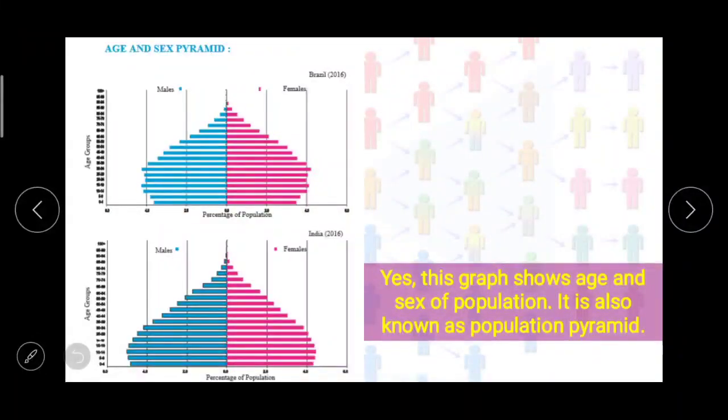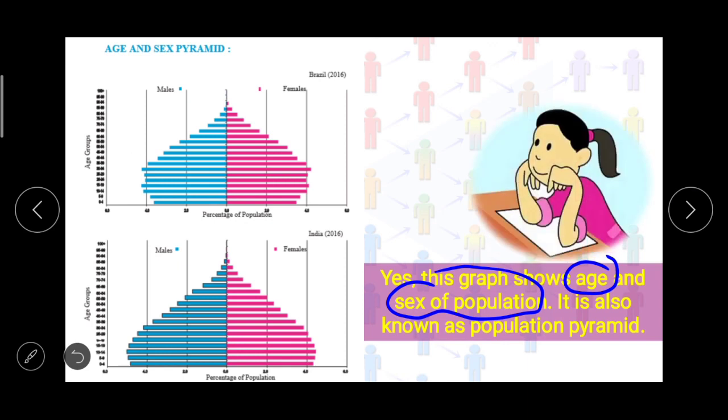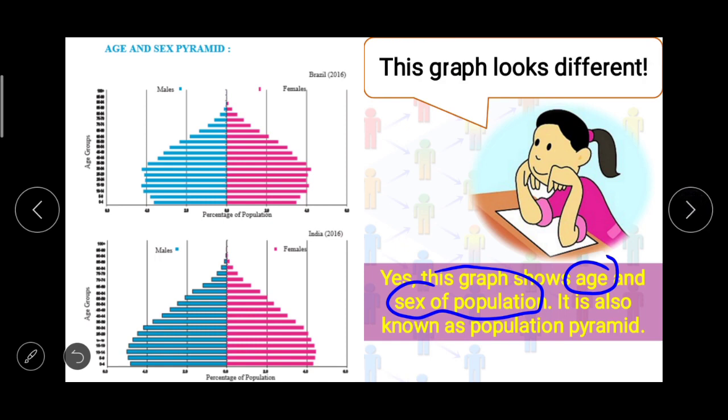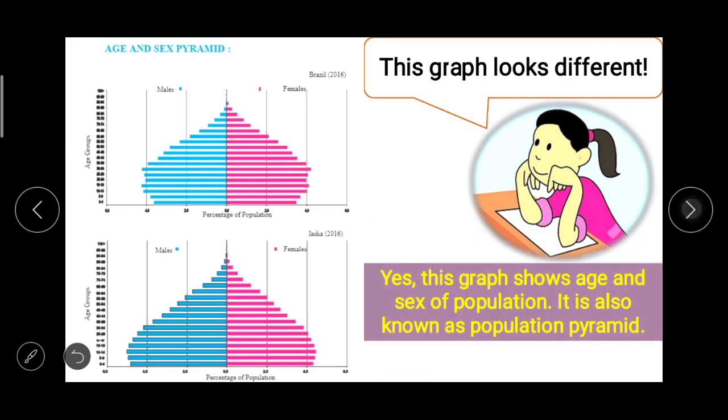Now the next one, again this graph looks different, and this graph is about age and sex of population. It is also known as population pyramid because it looks like pyramid, so it is called population pyramid. And at the same time, in this pyramid we can see age and sex of the population. What is the use of this graph? For this we'll go for the next slide.